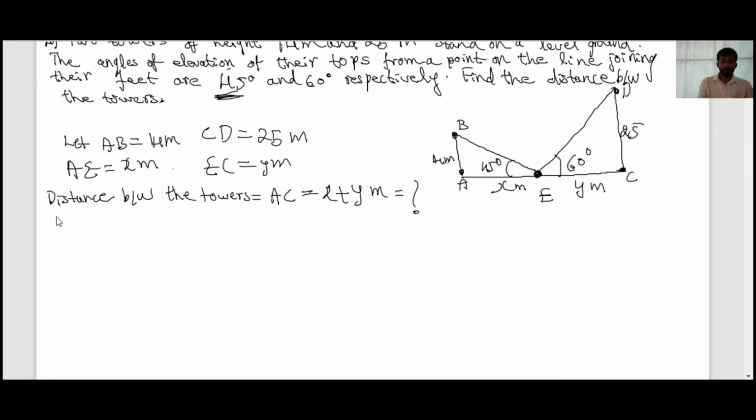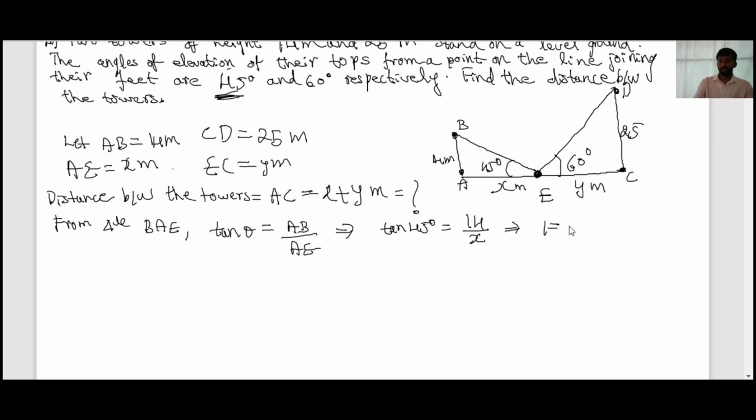Okay. So consider the triangles, from triangle BAE. Okay, here see opposite length is there as well as adjacent length is there. By that, clear, right? You need to take the trigonometric function tan theta is equal to AB divided by AE. This implies tan 45 degree is equal to what is AB? 14 meter divided by x meter. This implies 1 is equal to 14 divided by x. Clear? Tan 45 degree value is equal to 1. This implies x is equal to 14 meter.